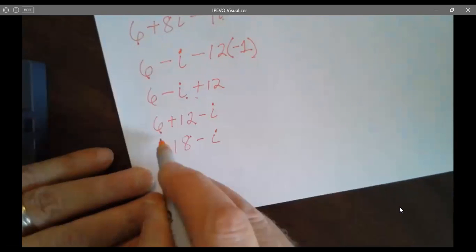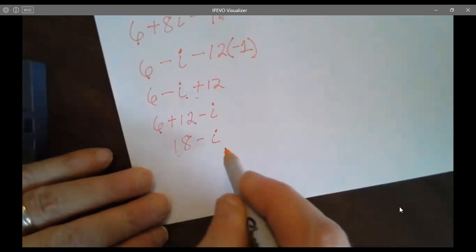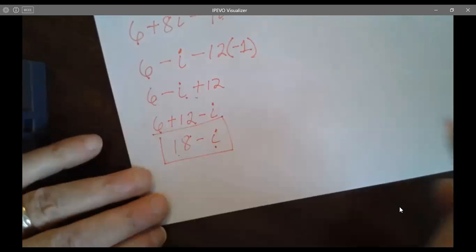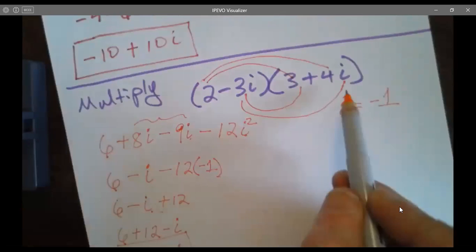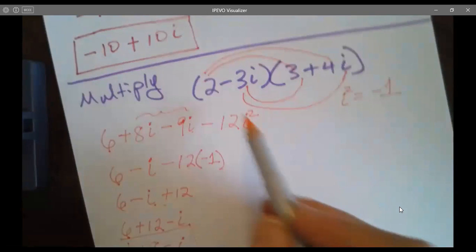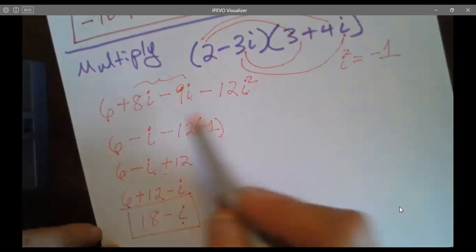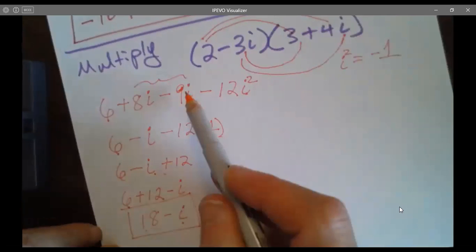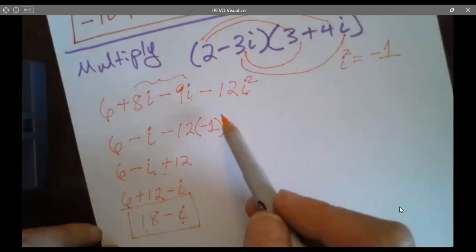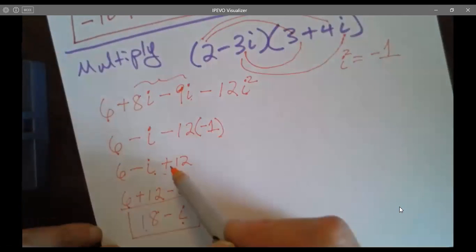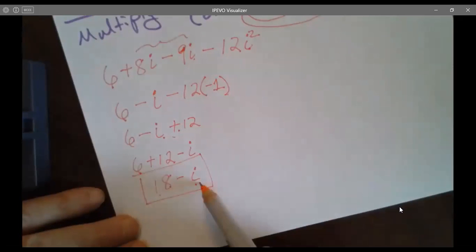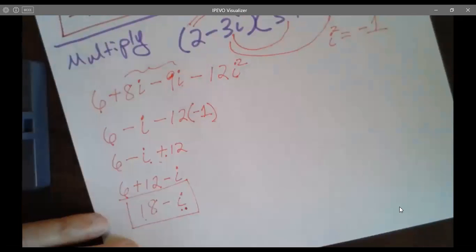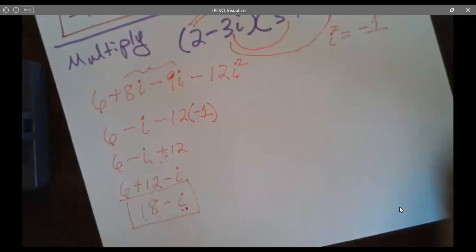So that's our answer. We can't combine a real number and an imaginary number, so that's our answer, 18 minus 1i. So we took two complex numbers, multiplied them together, FOILed it, combined like terms, changed the i squared to a negative 1, simplified that, and then combined like terms again. And we got 18 minus 1i. All right, any questions there? Okay.